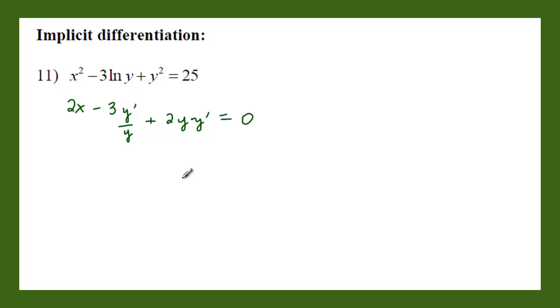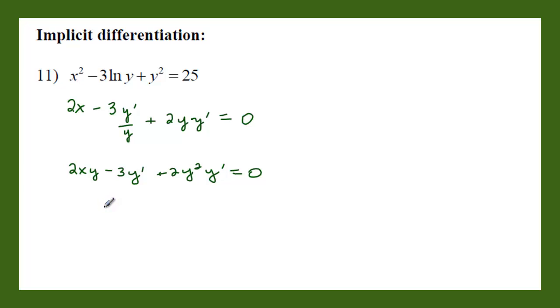Okay, so now we just need to go through and do some simplifying and then solve for y prime. So the next thing I'm going to do is I'm going to go ahead and clear out this fraction here with the y in the denominator by multiplying everything through by a y. So that gives me 2xy minus 3y prime plus 2y squared y prime is equal to 0.